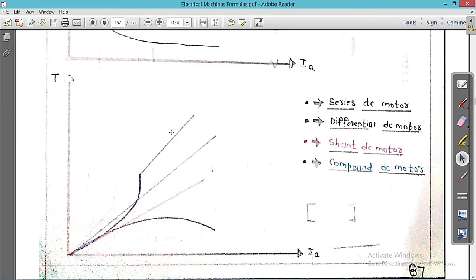This is for the series motor, this is for the compound DC motor, this is for the shunt motor, and this is for the differential DC motor. So at higher loads, it means that Ia is very high. So a cumulative compound DC motor has higher torque than a shunt motor.